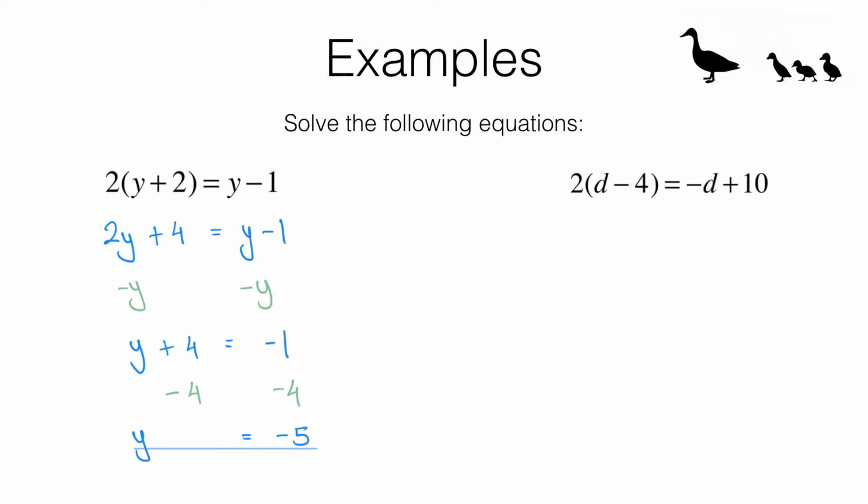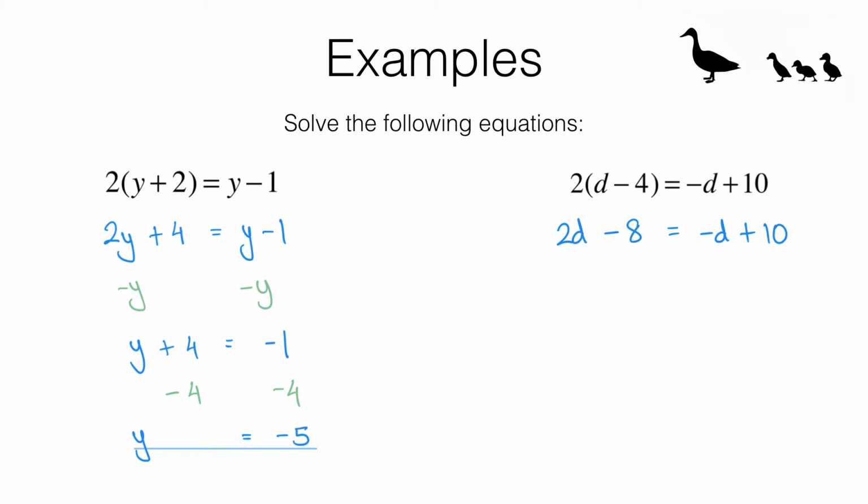Let's have a look at the next equation. This is the one we need to solve. We have 2 multiplied by d minus 4, and that equals negative d plus 10. I'm going to start by expanding the left-hand side. That will give me 2d minus 8, and that still equals negative d plus 10 on the right-hand side.